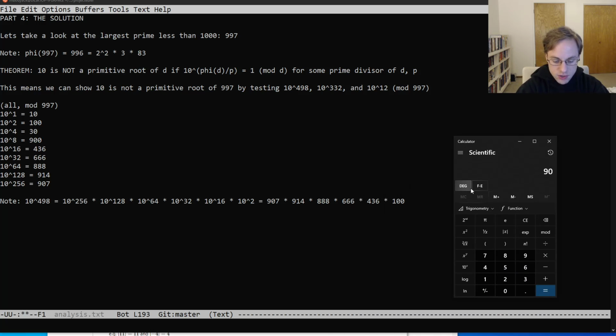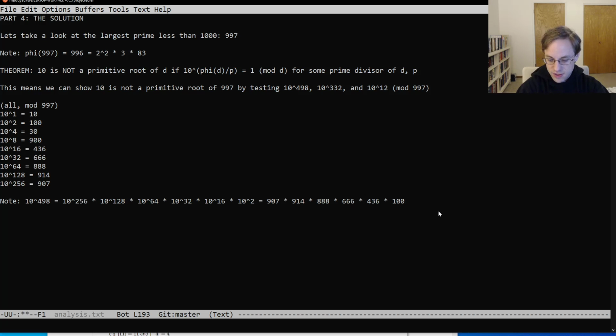So we'll do 907 times 914 mod 997, times 888 mod 997, times 666 mod 997, times 436 mod 997, times 100 mod 997 is equal to 1. Ta-da! So we'll just say equals 1.